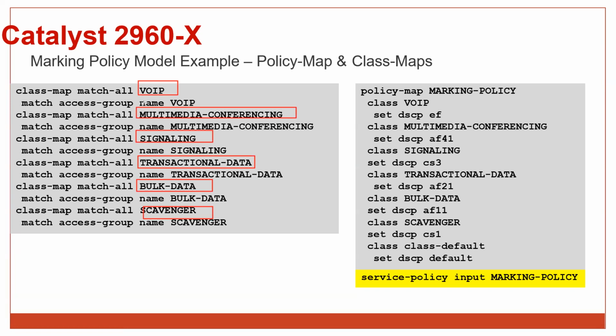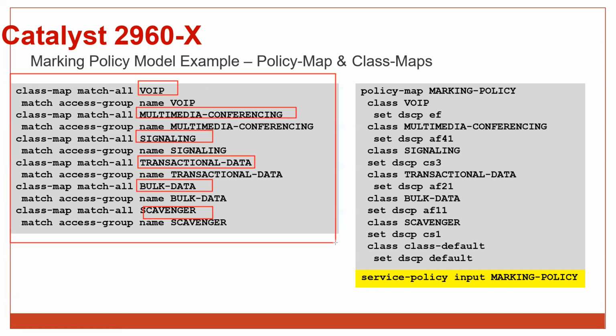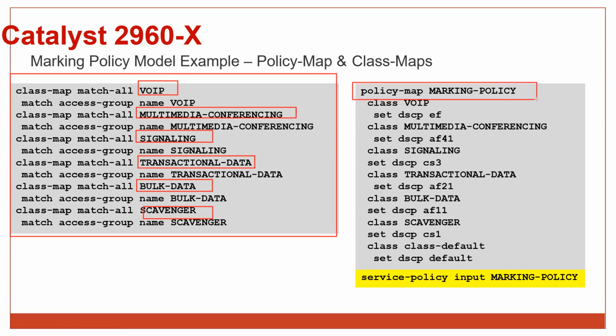What we are doing? So this is a CLI configuration. Class map match all VoIP, match access group name VoIP, right? So once we have this class, then what we are doing in this class? So then we are going to the policy map. This is a single policy map. Later on, we have to go and apply this policy map to the interface. So we'll go to the interface and then we can apply this policy map.